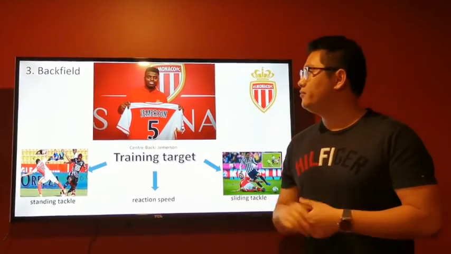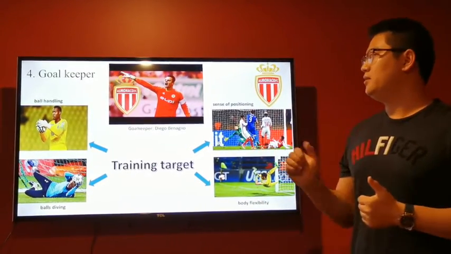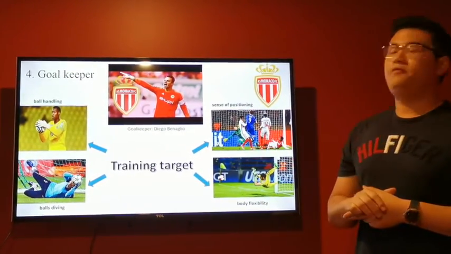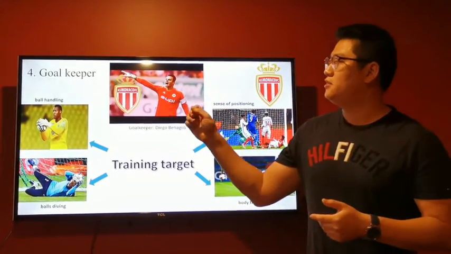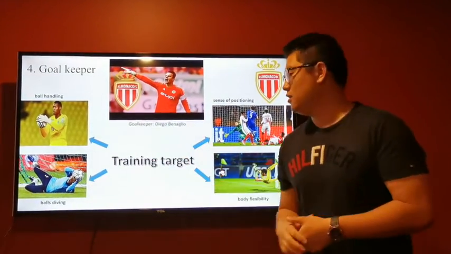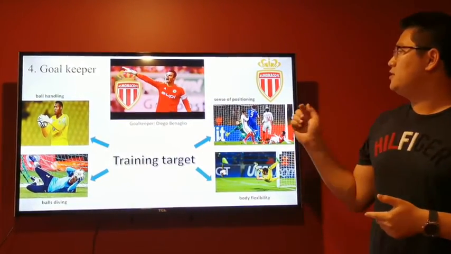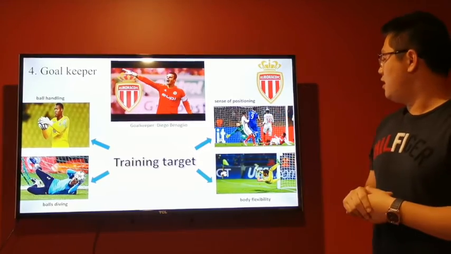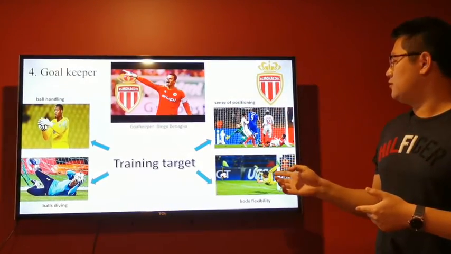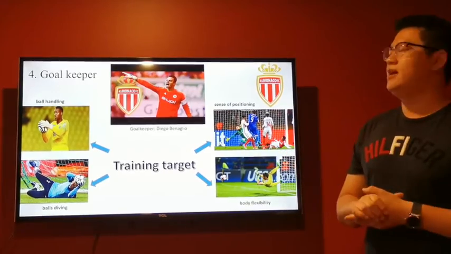So next one is the goalkeeper, a very important position. Basically for them, there are 4 factors that are most significant. That is the abilities of ball handling and ball diving, as we show here, and the sense of positioning. We always have the sense of where you're going to attack, and the body flexibility, which is very important. You always see them tackle that ball and catch it.